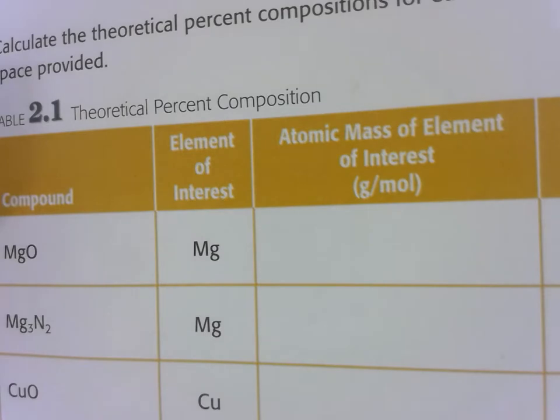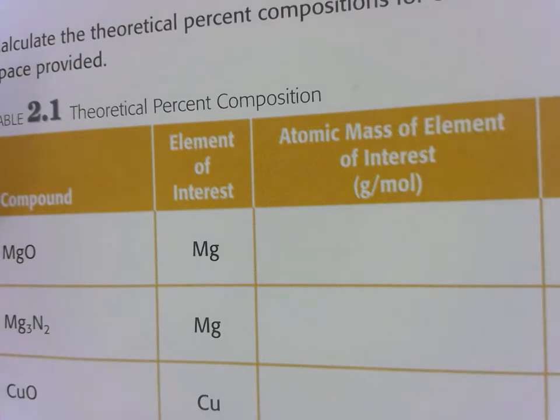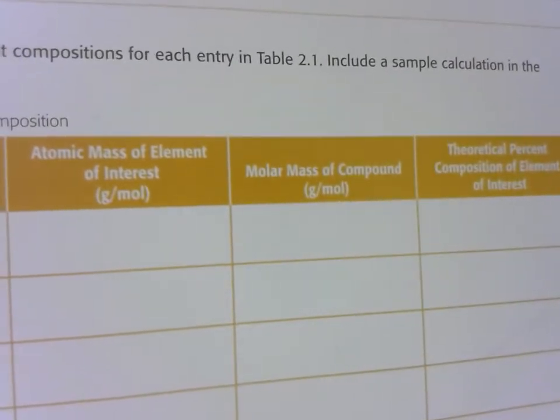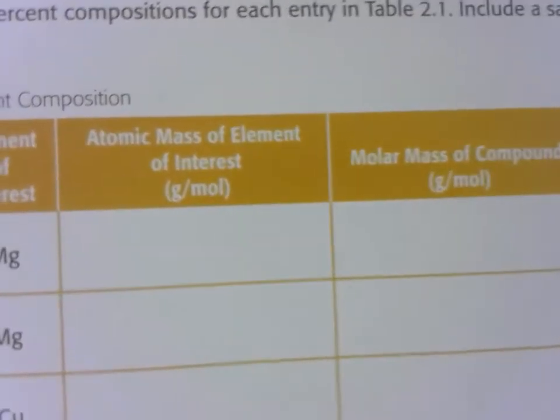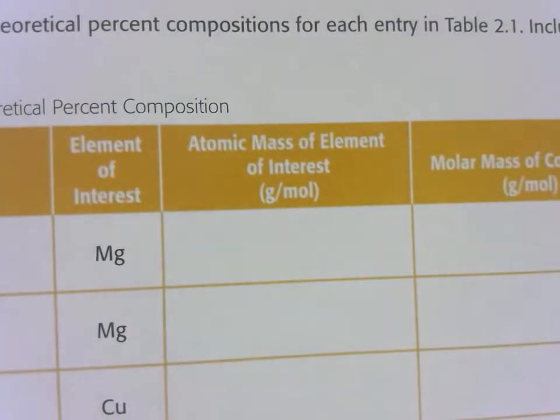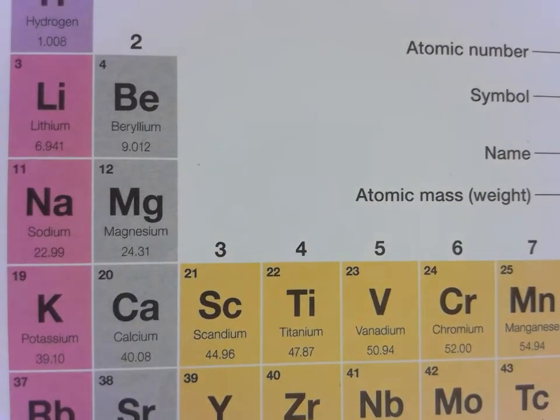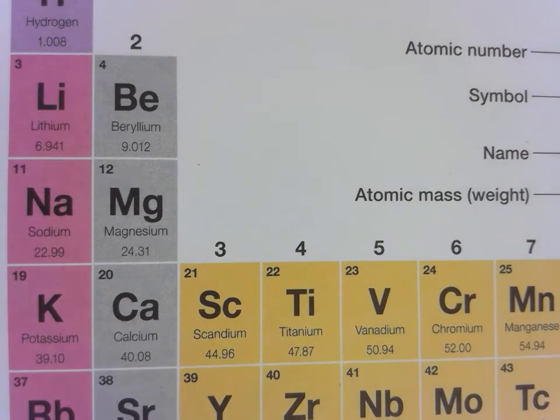So our first compound is magnesium oxide, MgO, and the element of interest is magnesium. So we want to figure out the atomic mass of the element of interest, and then the molar mass of the compound, and then we're going to find the theoretical percent composition of the element of interest. So we have to go to the periodic table. The periodic table will show us the information that we need to use to calculate. So we're interested in magnesium and in oxygen.